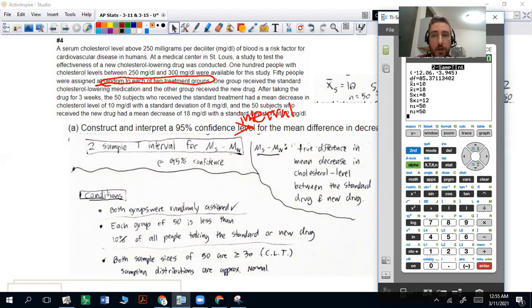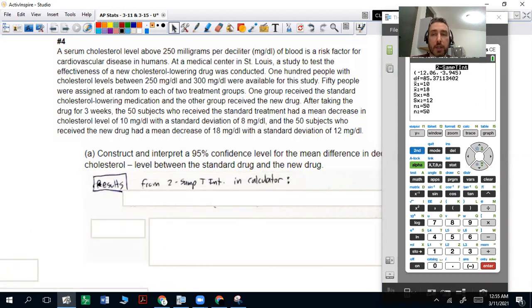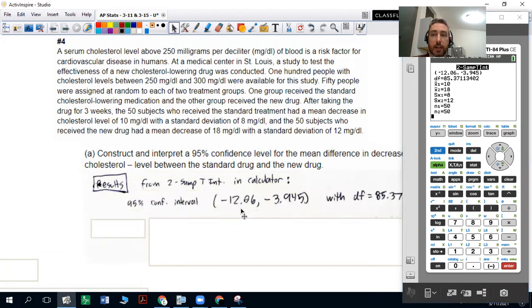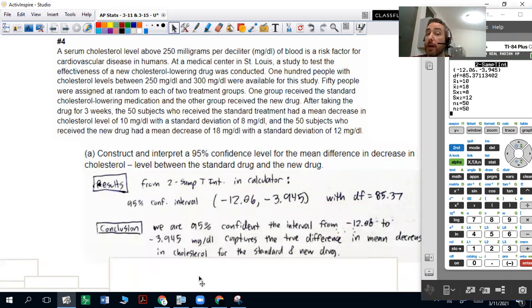And here's all our data. So let's go ahead and report that. So when we're reporting that, we get our results right from technology using the calculator. So we have our 95% confidence interval between negative 12.06 and negative 3.945. You report that degree of freedom. You don't have to worry about doing the conservative degree of freedom. Just report the one that's listed there, 85.37. And then make a conclusion. What's our summary? Well, we would say we are 95% confident that the interval between negative 12.06 to negative 3.945 milligrams per deciliter captures the true difference in mean decrease in cholesterol for the standard versus the new drug.